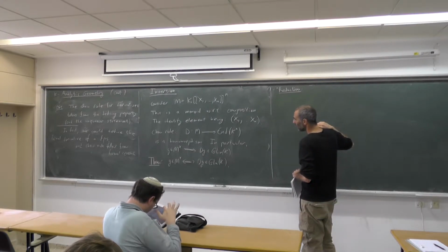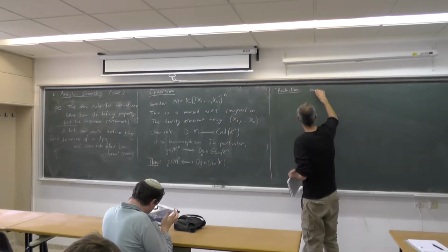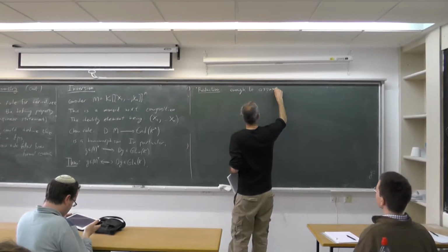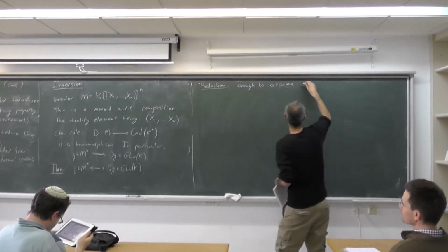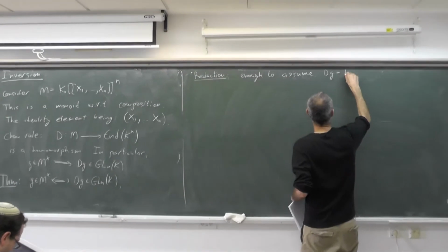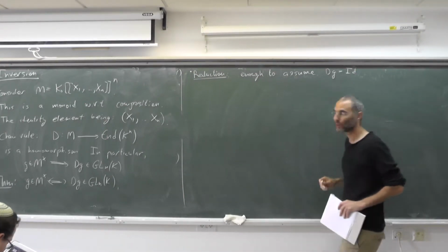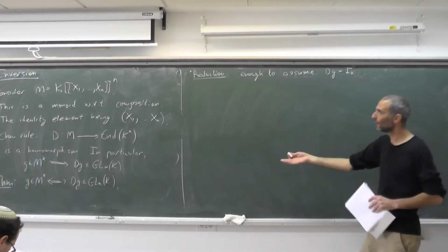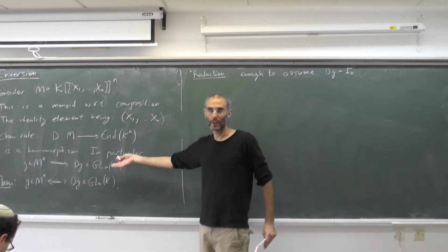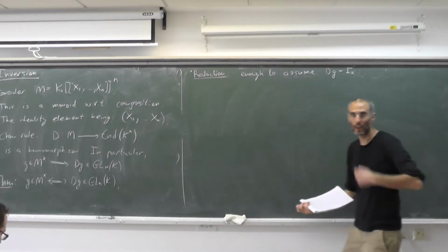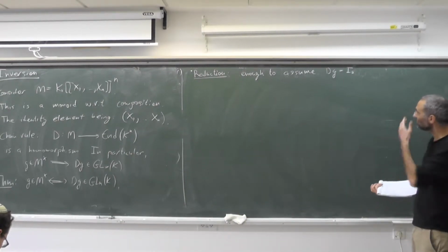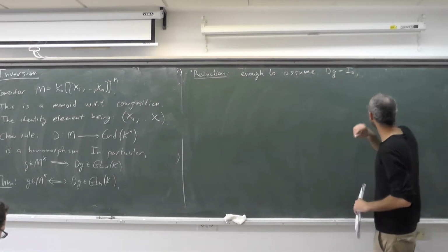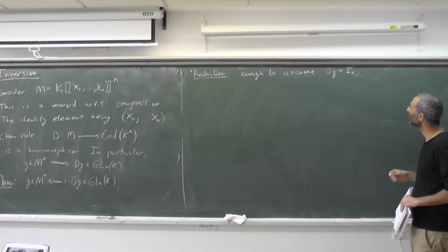One of them, I want to claim that it is enough, this is obvious, enough to assume this guy is G, DG is actually the identity matrix, I_n. Right? By composing with an actual linear operator of K^n, it is always such a guy. And so I can always compose and fix the derivative to be the identity if it's invertible.